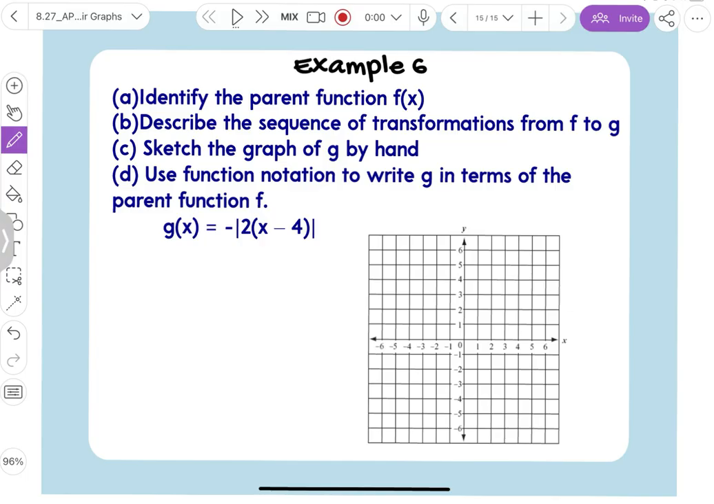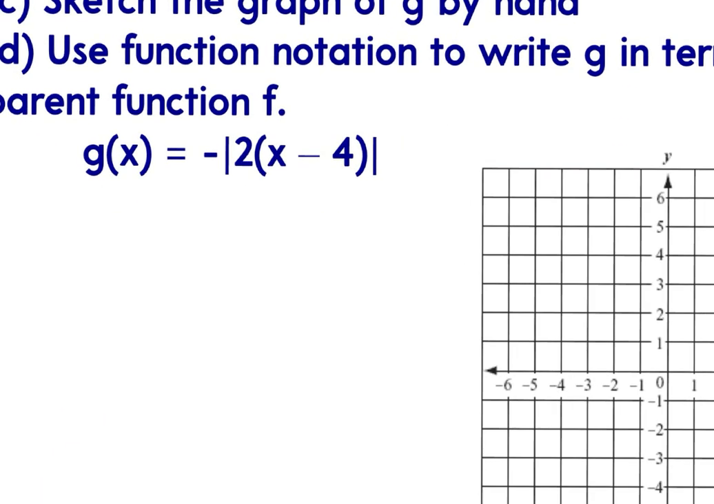All right, what's your parent function this time? Absolute value of x. Good. We know it looks like a v, right? All right, let's describe our transformation. So what's the negative on the front? Reflection over x. We know that means it flips it upside down, okay?